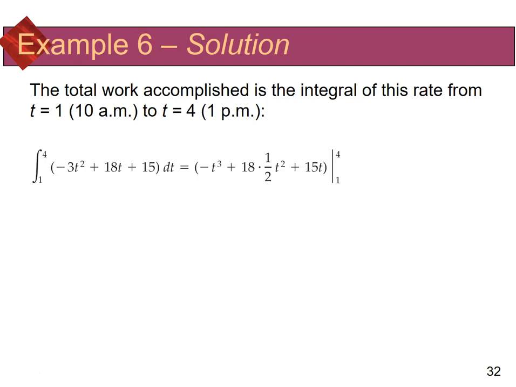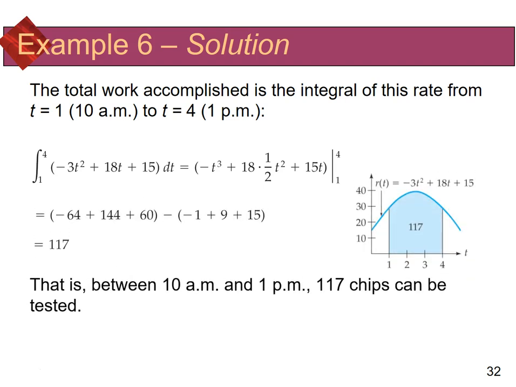So I'm going to set up an integral of this function, -3t squared plus 18t plus 15 dt. I integrate that using the indefinite integral techniques that we learned before, evaluate at 1 and 4, and subtract them. When I do that, I get a grand total of 117. So between the hours of 10 a.m. and 1 p.m., 117 chips can be tested.